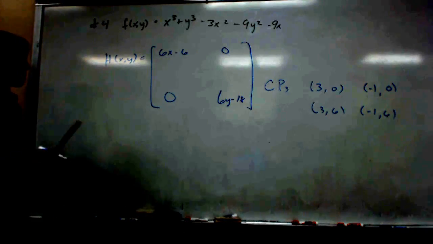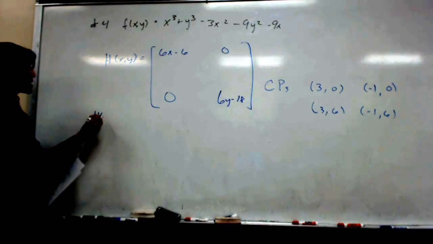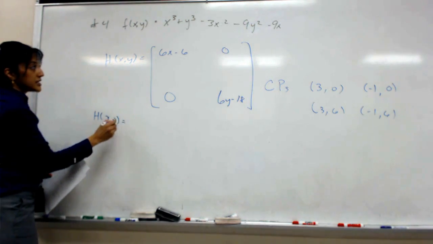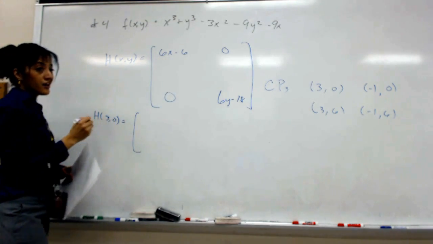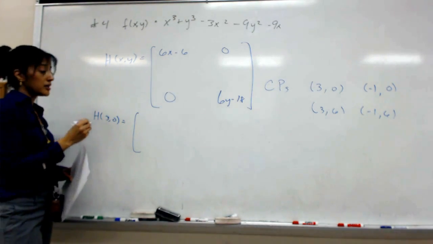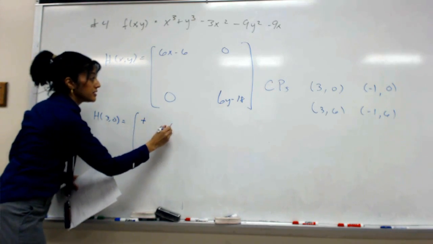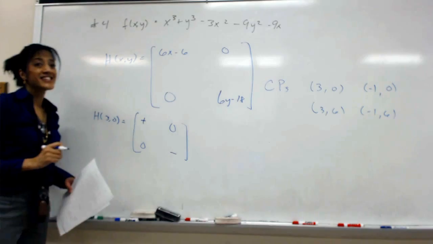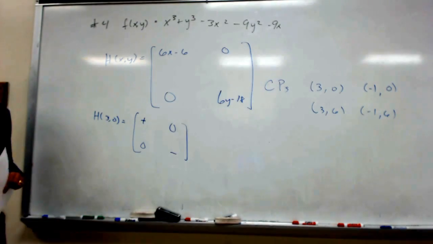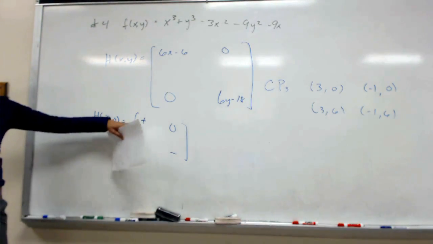So now you pop in those critical points. H at (3, 0) is equal to, just put 3 in for x. I don't actually need to do anything. Put in 0 for y. I just need the signs of those values on the corners. Positive, negative.